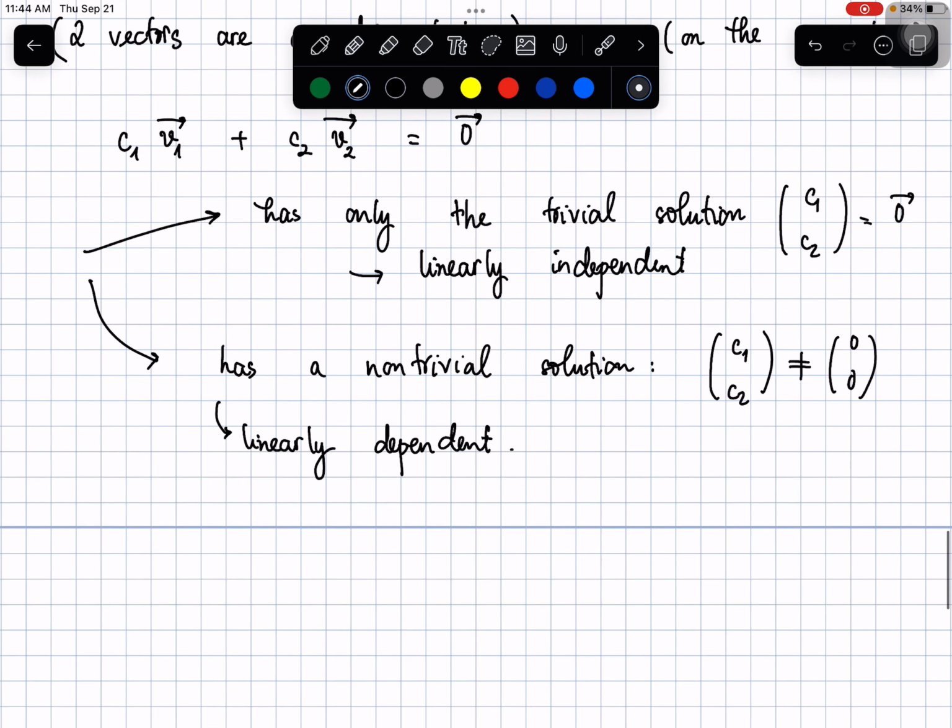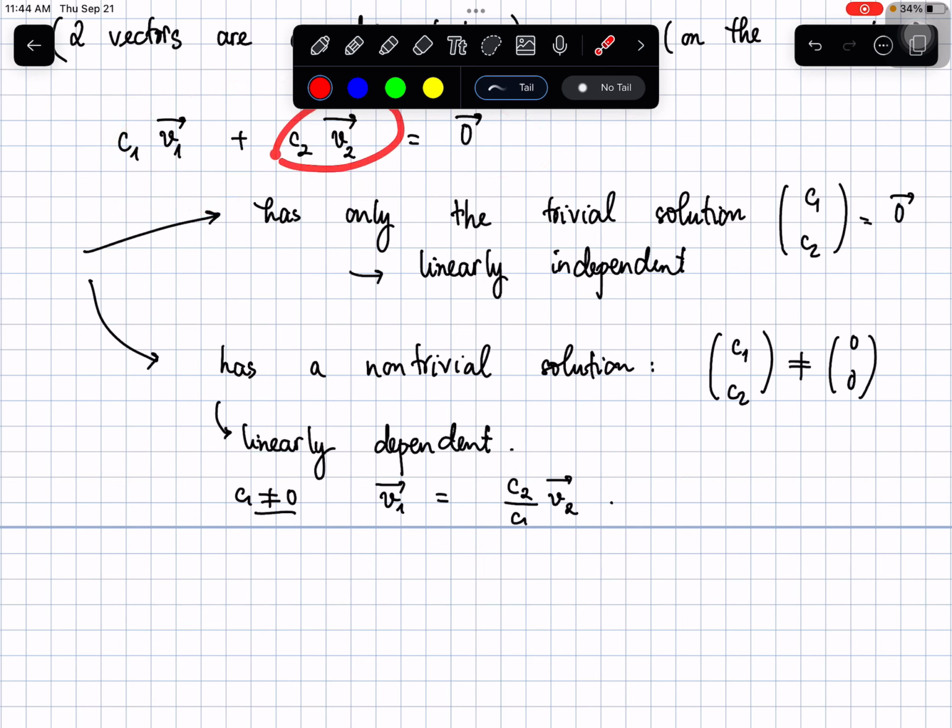Then assume that C1 is different from 0. Otherwise, if C1 is 0, then we can assume C2 is different from 0, right? Then we have V1 is just C2 over C1 times V2, right? From here.